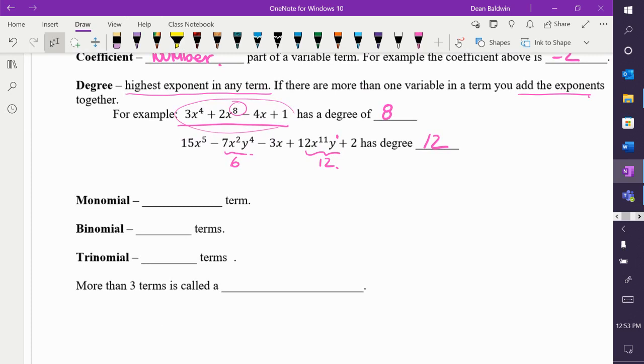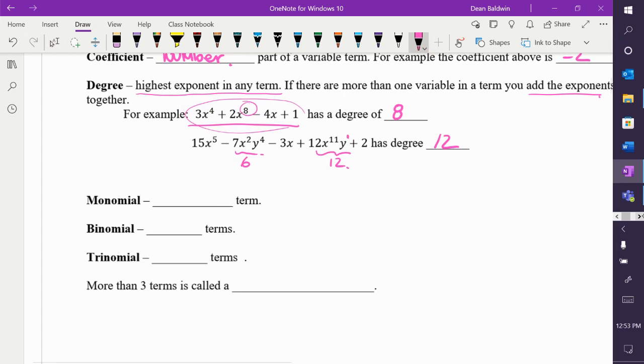All right. A monomial is one term. So that's like 2x. That's one single term. A binomial is 2 terms. So if I wrote 2x plus 1 or 3x squared minus 5, there's 2 terms. And terms are separated by addition or subtraction signs, like we said before.